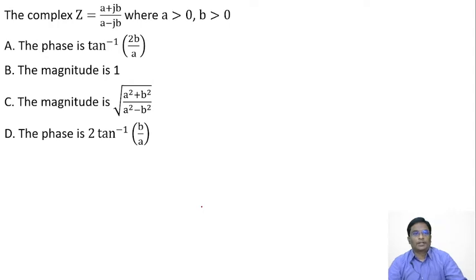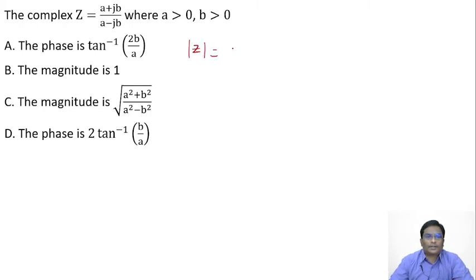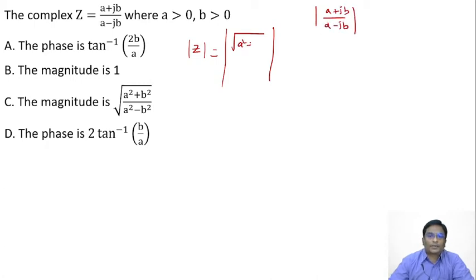The complex number z equals a plus jb by a minus jb, where a is greater than 0, b greater than 0. Then what is the phase shift and magnitude? They have given the options. So this is a directly straightforward basic question. What is the magnitude or modulus of z? Modulus of a plus jb by modulus of a minus jb. This is square root of a square plus b square divided by square root of a square plus b square. That's all. What is the magnitude? It gets cancelled, so 1. And what is the phase?